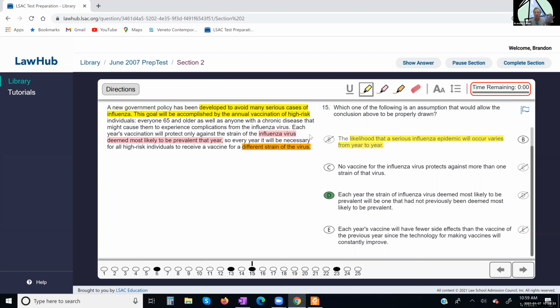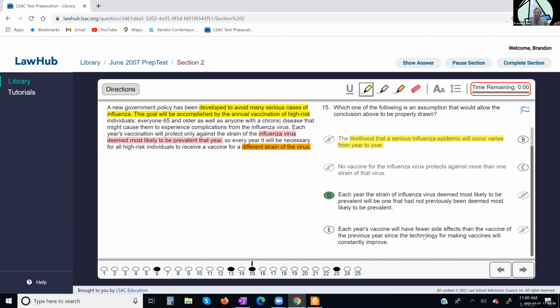Evidence is already established. We know that this vaccine will protect only against the strain deemed most likely. So saying that nothing protects against more than one is just reinforcing the pink, which means it doesn't do anything. Even if this was a strengthen, it wouldn't actually strengthen. But it definitely doesn't fix that we need the different. It still would leave open that hole in where they're getting different each year. Okay, because what if it's the same exact version each year? That's kind of the thought here.